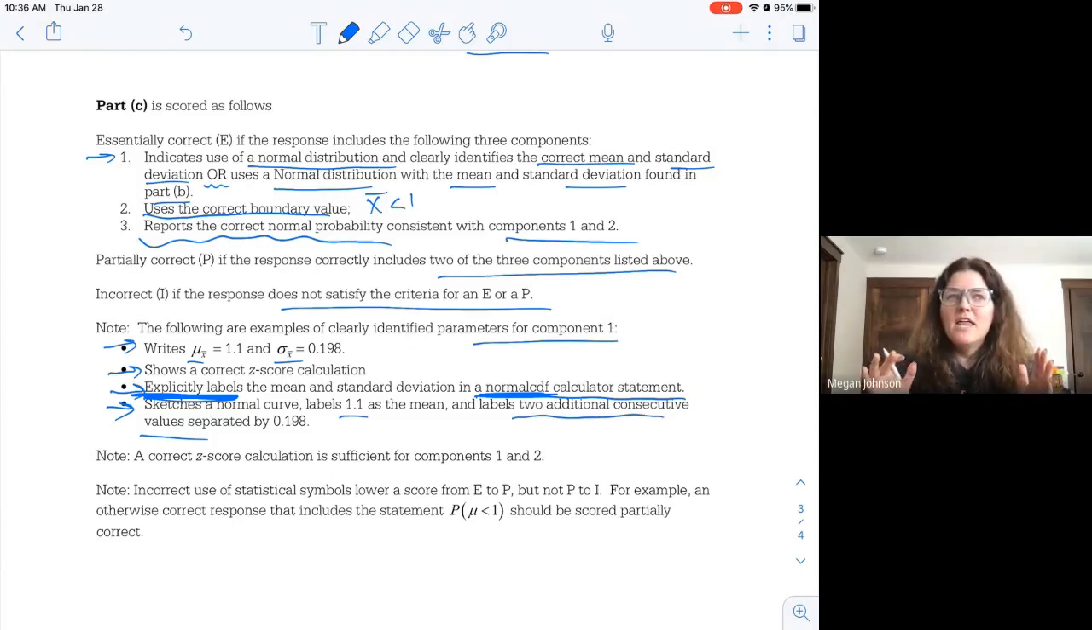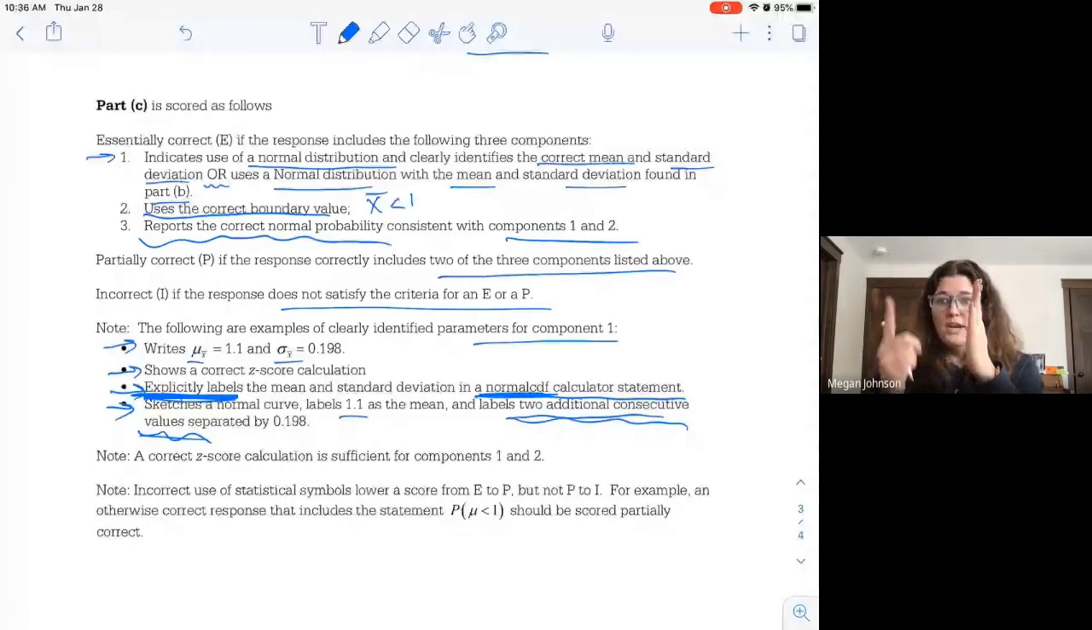I've never heard of them docking you if you didn't do 2. If you show 1, so I feel like 2 consecutive values means like 1 in either direction. I think that's what they mean there. I don't think it needs to be 2 in either direction. I think 1 in either direction is sufficient. I've never heard of somebody being docked for that. I think that's what they mean by 2 additional consecutive values. Because, you know, you've got the mean in the middle. So 2 consecutive would be 1 in one direction and 1 in the other direction.